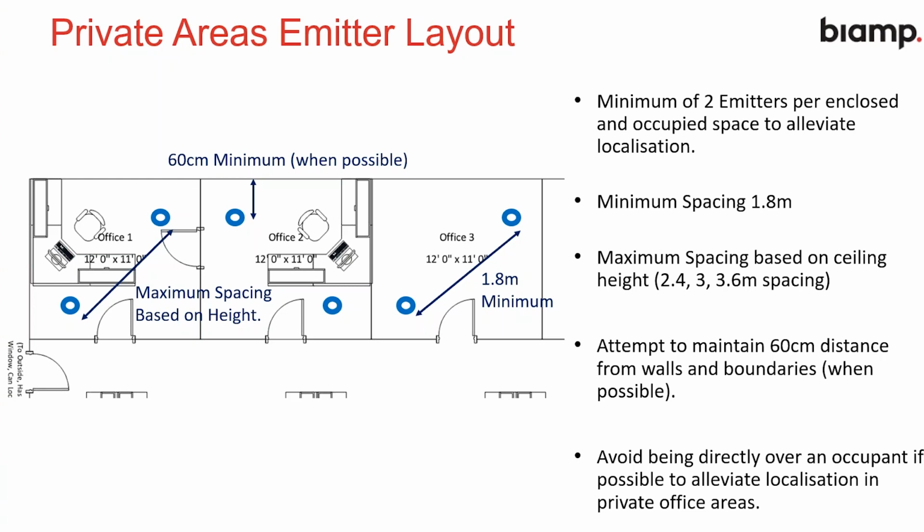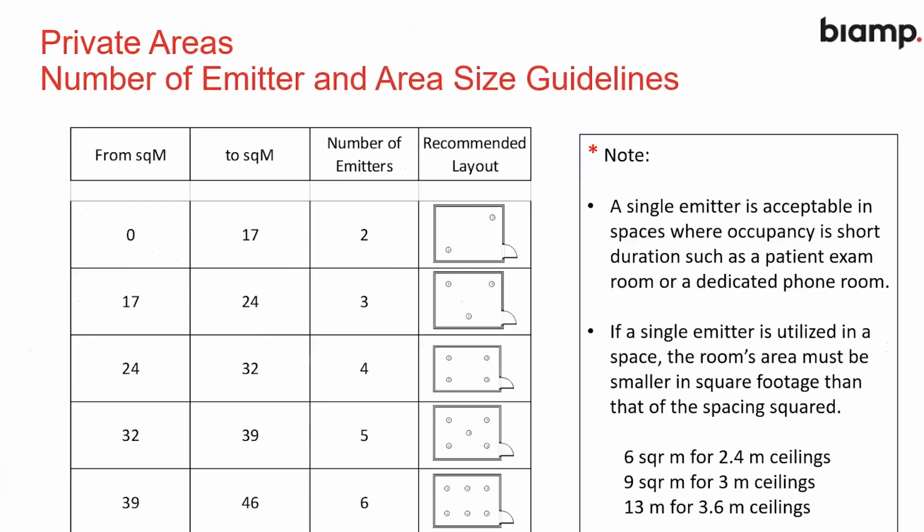Now, in some rooms, this is quite clearly not possible. So these are ideal targets. But if the room is a small room, we still should have two emitters, therefore it might be closer than 1.8 meters. And when we come to commissioning, then we might need to adjust the tappings on the emitters. If we have a room that's only used for a short period of time, we can go down to one emitter. And this is shown on this table here.